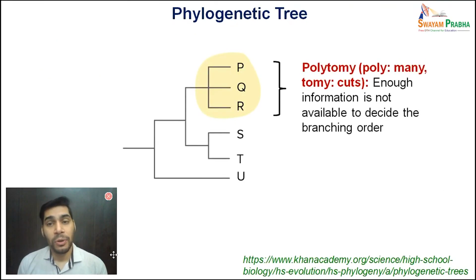There is also something called polytomy. In the previous trees, most of the time you have seen this kind of bifurcation, but it is not necessary that we'll always have bifurcation only. There can be a phenomenon of polytomy as it is shown here in the P, Q and R. Poly means many and tomy means cuts. So there are many cuts here. Why this happens is because we do not have sufficient information to decide their branching order. So that is why they are being shown all together joined with one branch point.